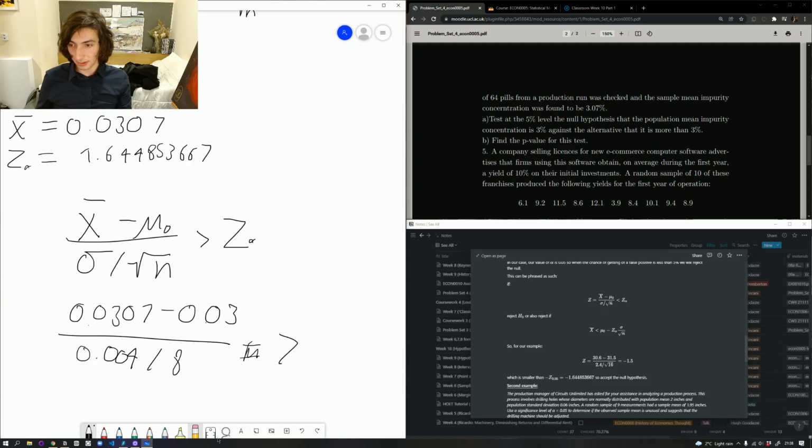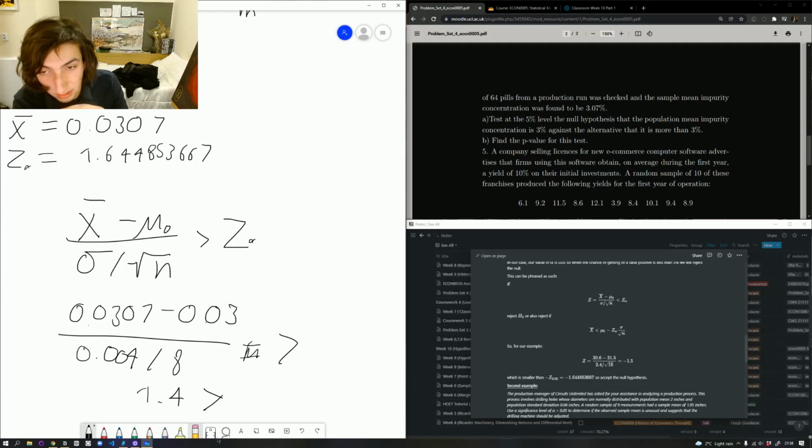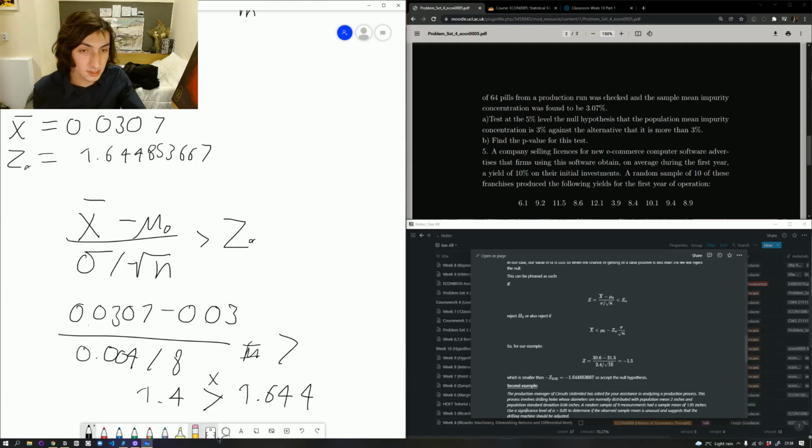So we've got that divided by 0.004 divided by 8. What do you know? It is 1.4. Given that 1.4 is not bigger than 1.644, we cannot reject this. So we accept the null hypothesis essentially here.